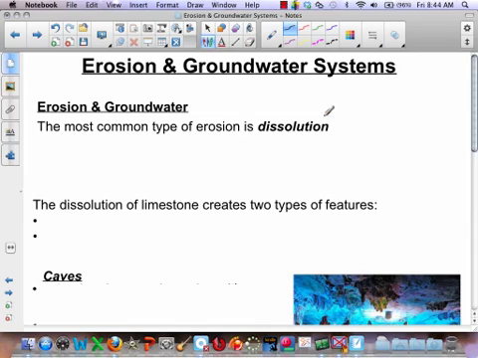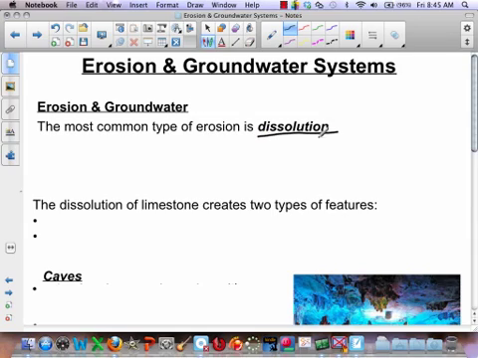In this lesson, we're really going to be looking at erosion in groundwater systems, which basically means we're looking at caves and how groundwater works together to help erode the land as well as shape the land. When we think about the way erosion takes place, a lot of times we think about the abrasion part, where the water is literally running over the soils and pushing the dirt away. But when we think about groundwater erosion, that's actually not that common. The most common type is dissolution.